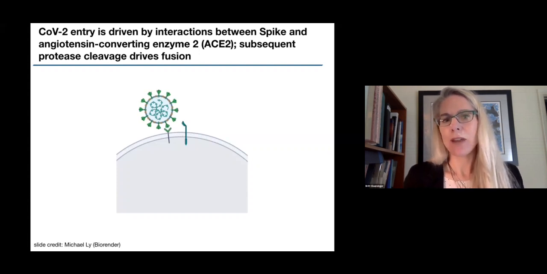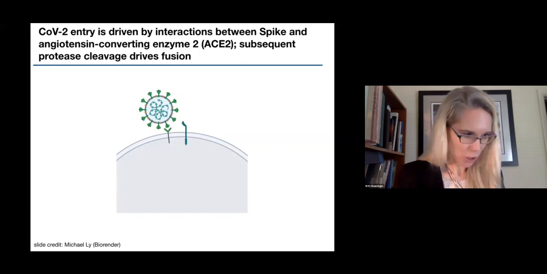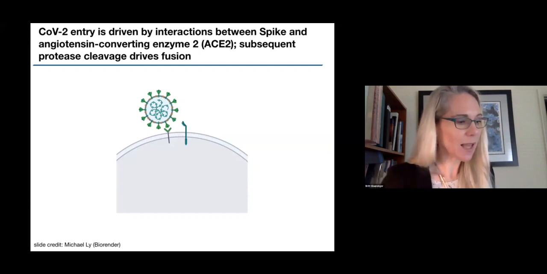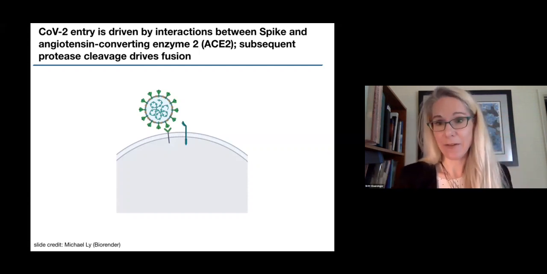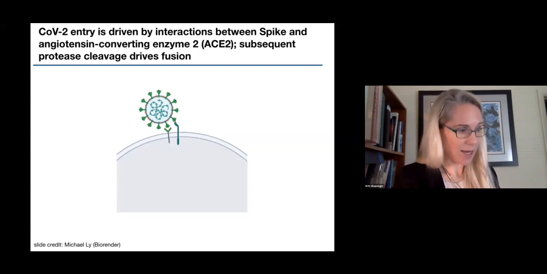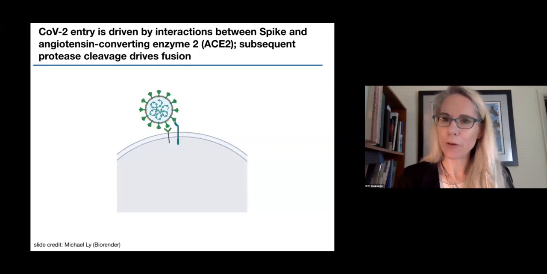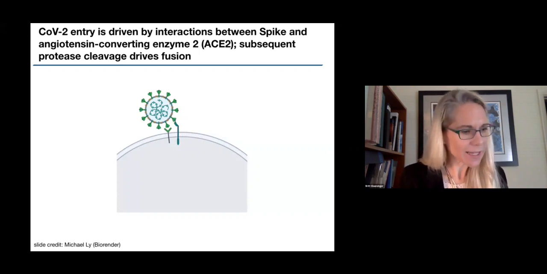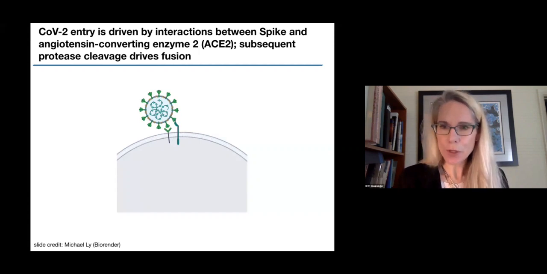And so the virus will engage with the ACE2 receptor. That's not sufficient, though. In order for the virus to get into the cell, it needs to have a second event, which is a series of cleavages that happen through cellular proteases. And the main protease involved in cleavage of the coronavirus 2 spike protein is this protease called TMPRSS2. And so it induces two cleavage events.